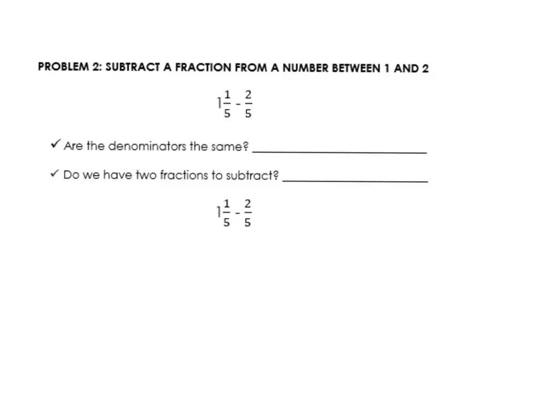Look at problem 2. We have 1 and 1/5 minus 2/5. Before we solve, let's think about a few questions. Are the denominators the same? Yes, they both have fifths. Do we have two fractions to subtract? No. We have a mixed number and a fraction.